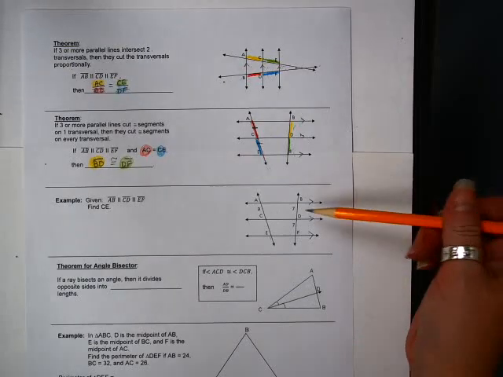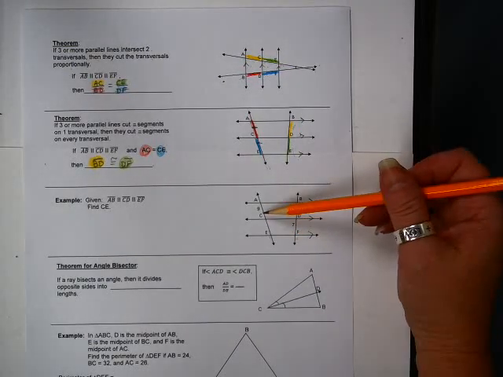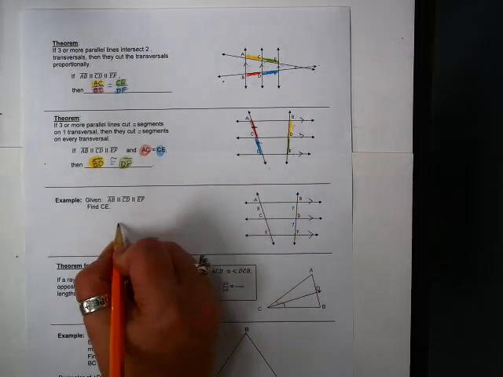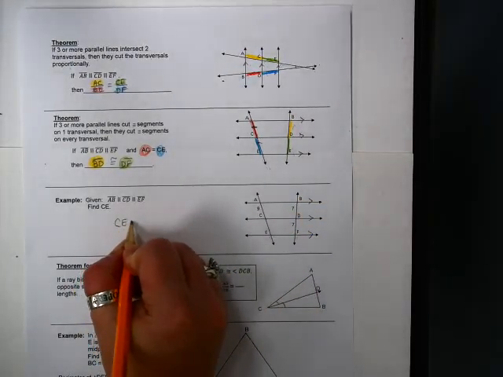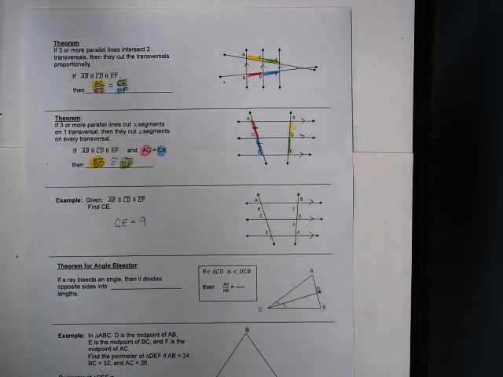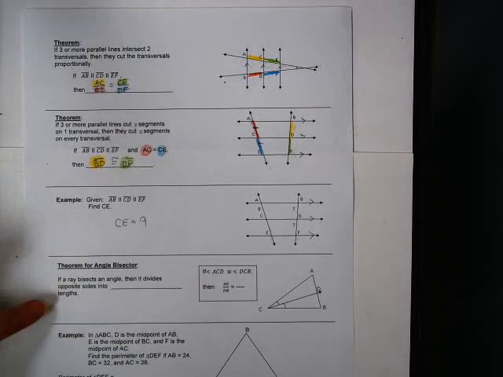Okay, well, here we're told that these two are equal, so therefore these must be equal. So therefore, CE must equal 9. And that's how easy that is. That's what it looks like in real life. Okay, next.